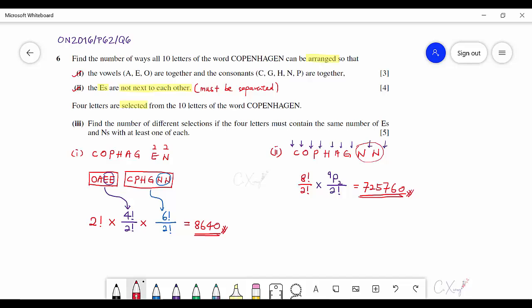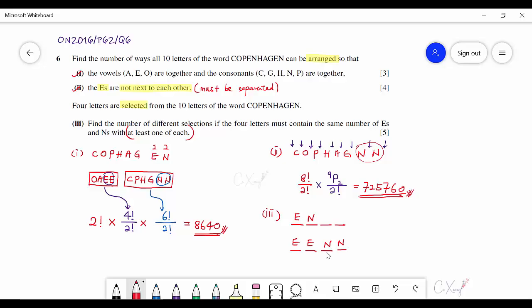Okay, so if you look at the restriction here, generally what you know is you want to select 4 letters, and from the 4 letters that you selected, the number of E and also the number of N must be the same, which means you can have one E and one N. Out of the 4 letters, you can have one E and one N, or maybe 2E and 2N, or maybe 0E and 0N. But because in this restriction they also mentioned at least one of each, that means at least one E and at least one N. Okay, so this is the first case and this is the second case.